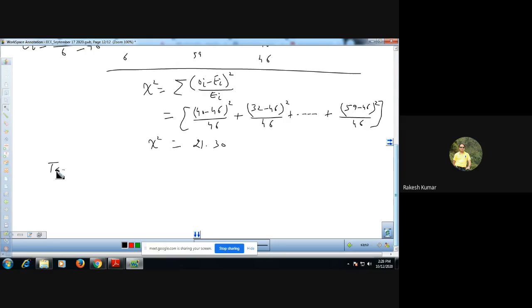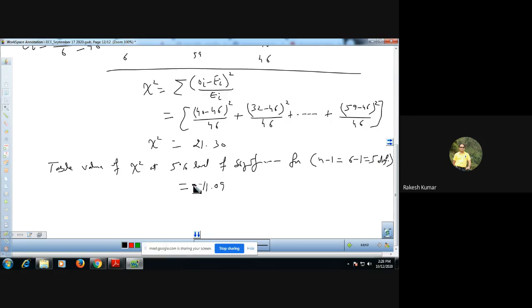Now we have to find out the table value of chi-square at 5% level of significance. So you will calculate the table value for n minus 1. What is n here? 6 minus 1 is 5, so 5 degrees of freedom. And this value is 11.09.